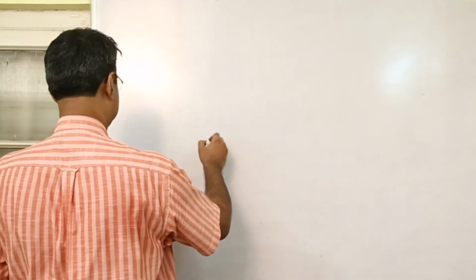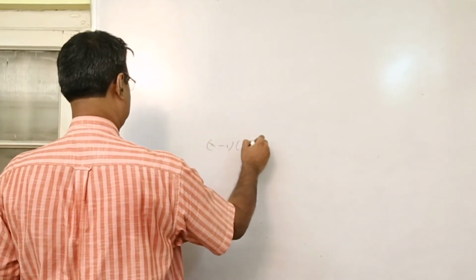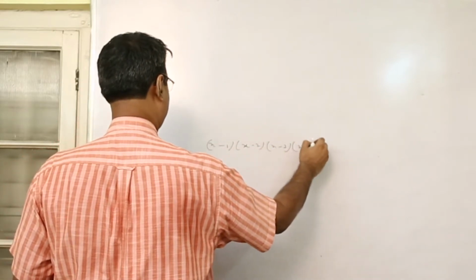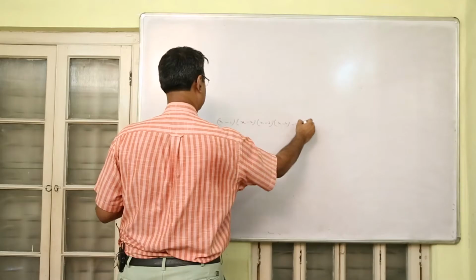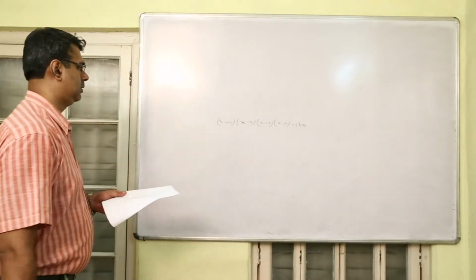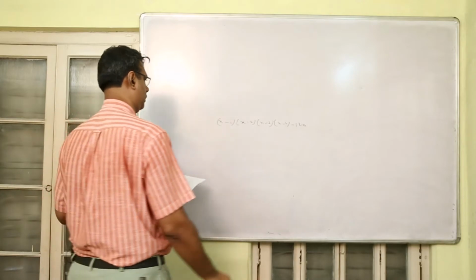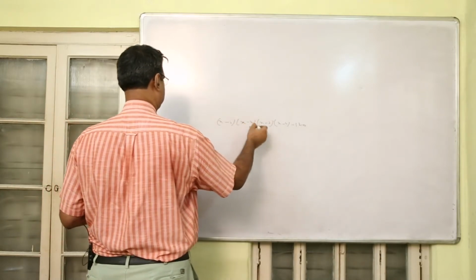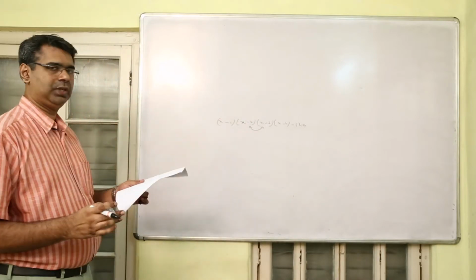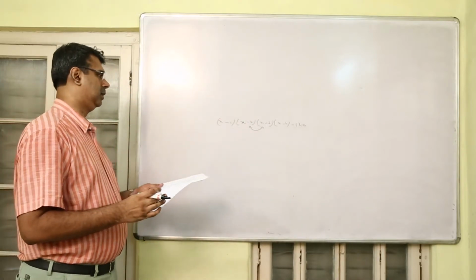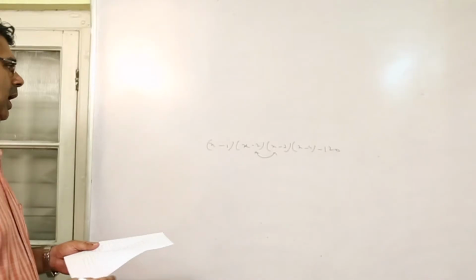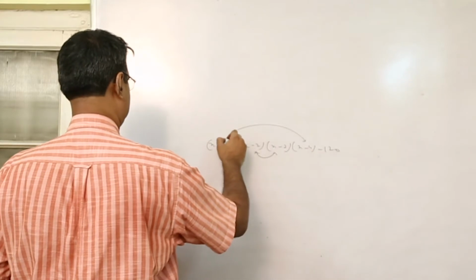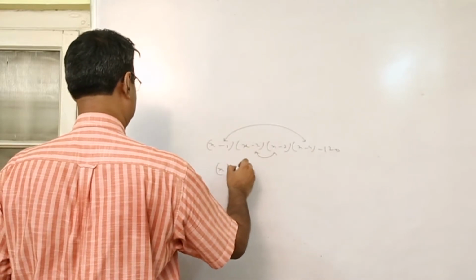Let's have a look at this particular question. It is also a fourth degree factorization: x minus 1 into x minus 2 into x minus 3 into x minus 4 minus 120. You may have noticed, thanks to the previous question, that it usually makes sense to pair the smallest with the biggest and the two middlemost. So if you pair these two and these two, let's see what you get as a result of that.